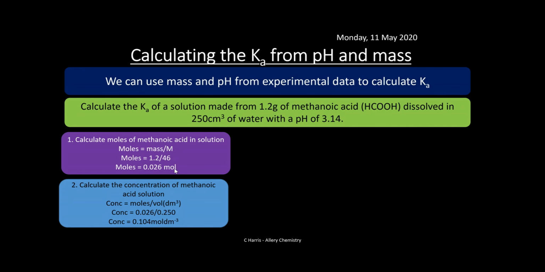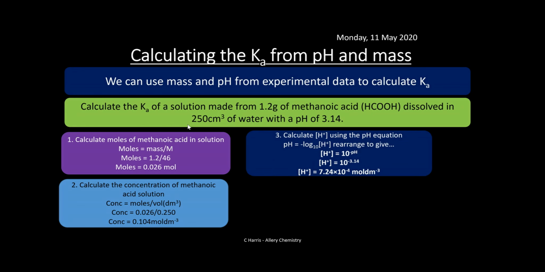Then we need to calculate the concentration of methanoic acid in this solution. So we worked out the moles, then we need to work out concentration. Concentration is moles divided by volume, which must be in dm³. So here we've got 0.026, the number of moles we just worked out, and the volume is 0.250. Remember, they've given us this in cm³, 250 cm³, so we need to convert that to dm³. We divide by 1,000. That gets us a concentration of 0.104 moles per dm³. So that's the concentration of methanoic acid in our solution.